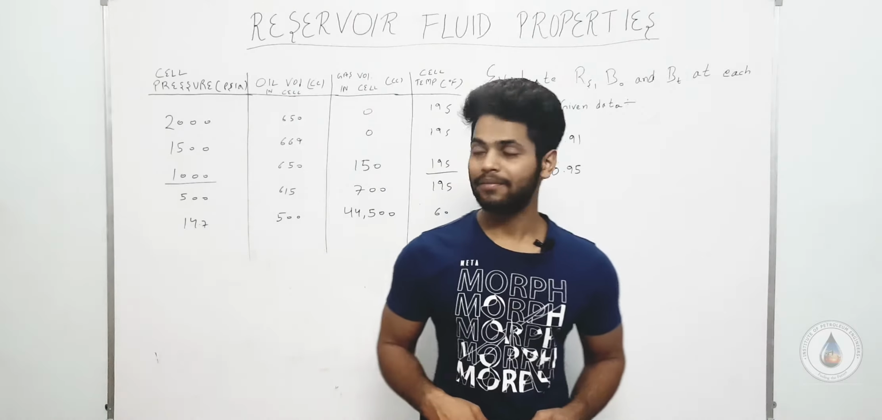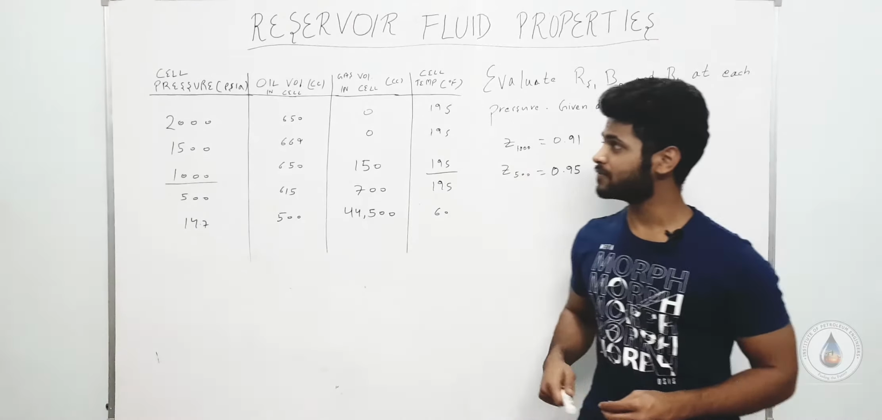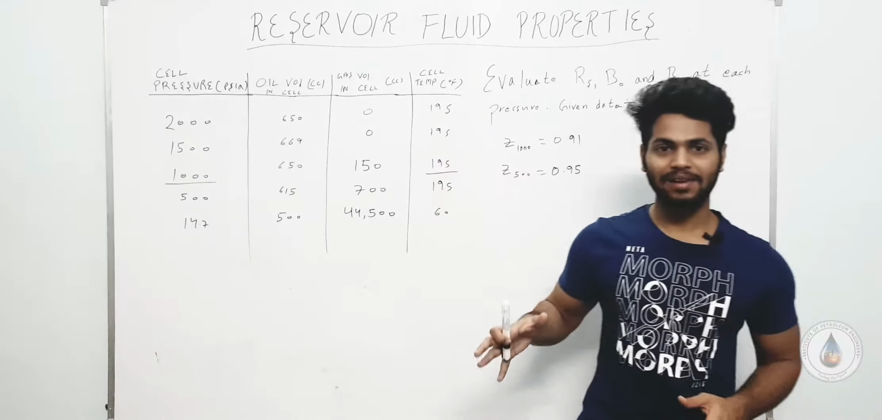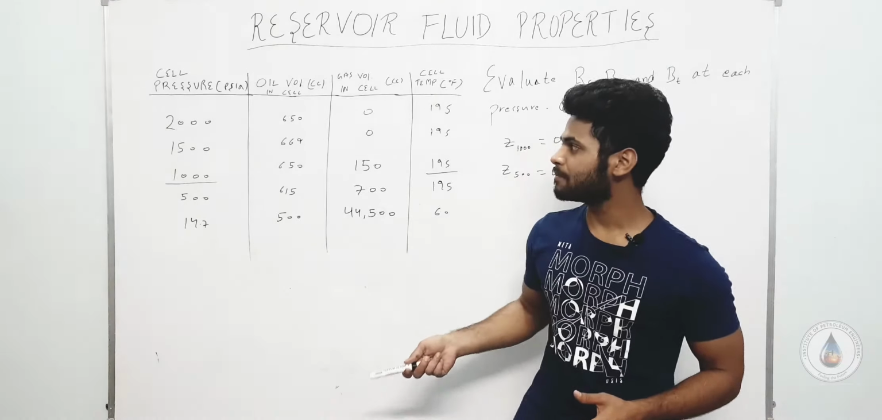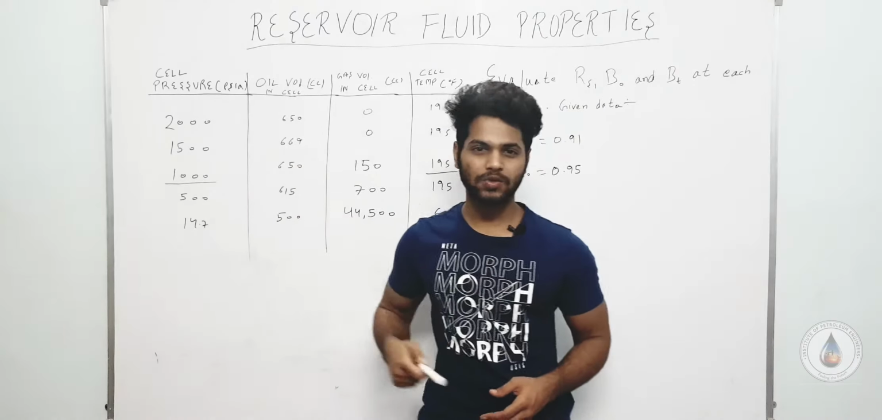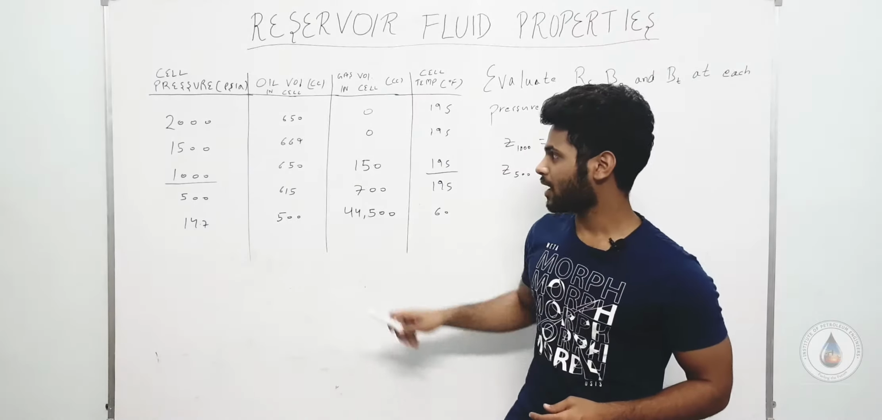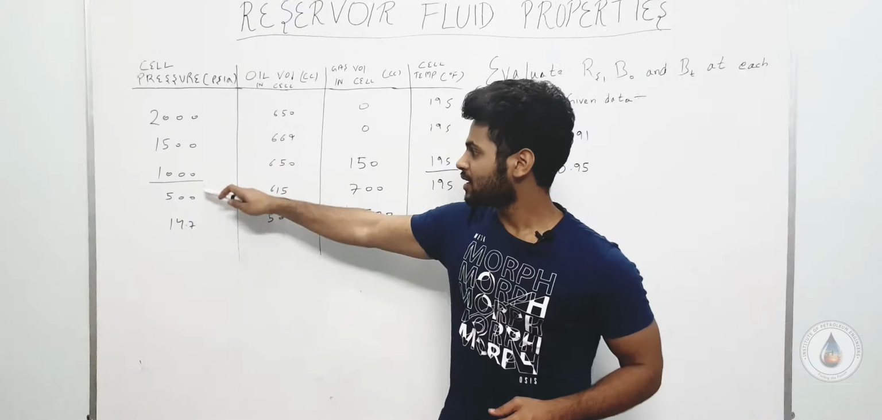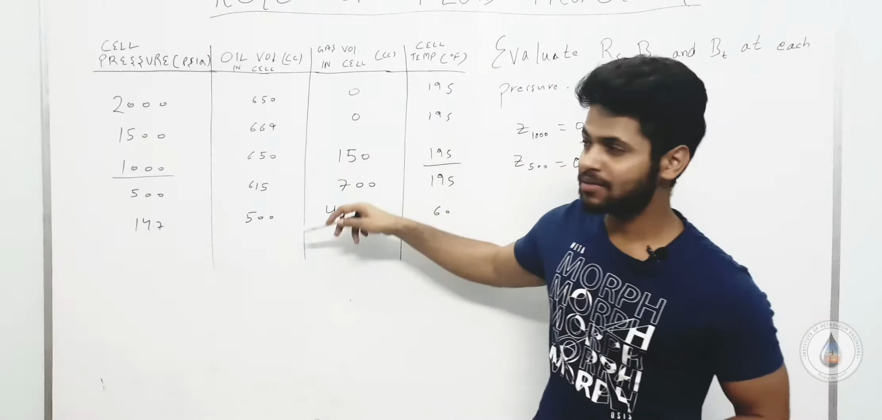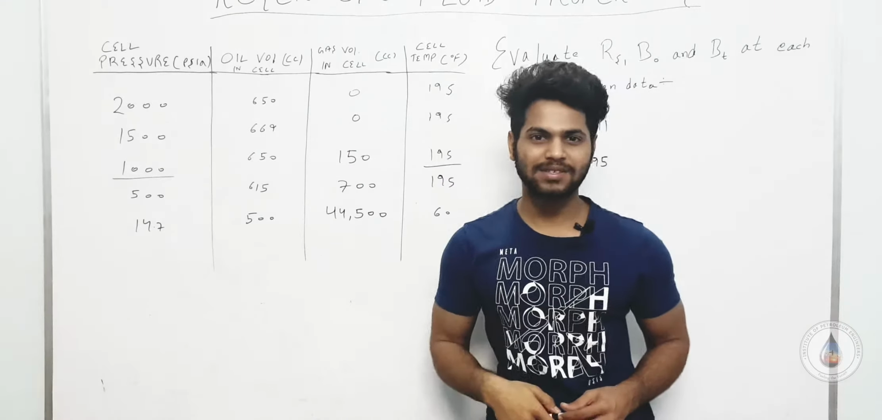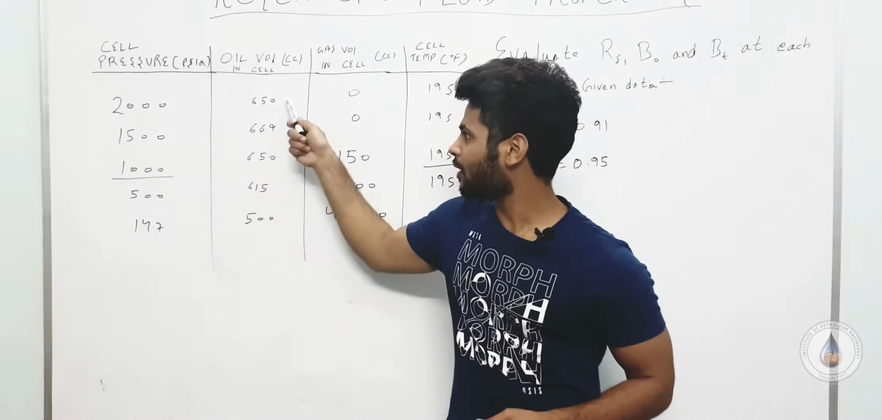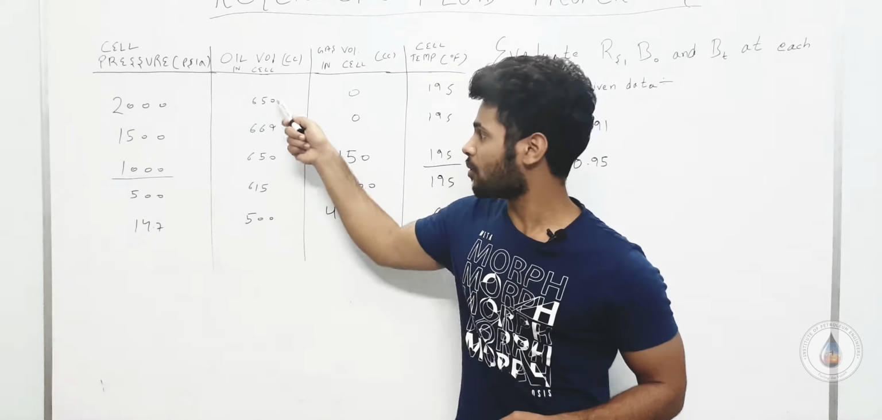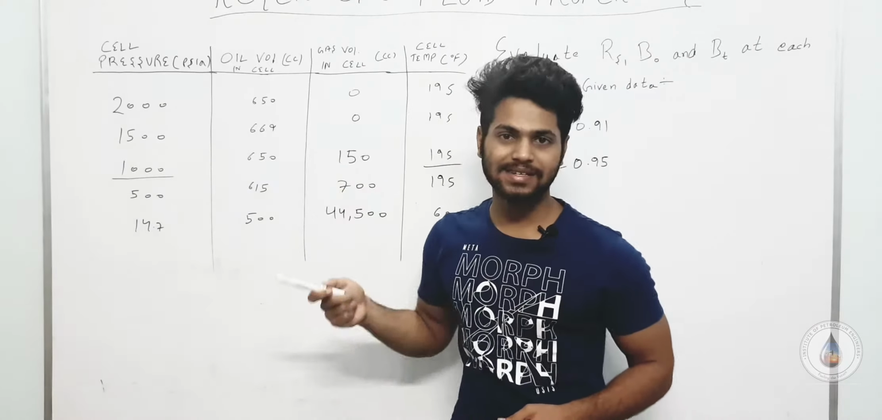So let's hop in. In this particular question, we have been given that there is a cell, and in that cell we have taken an oil sample. The oil sample at starting condition is at 2000 psia. As I decrease my pressure, there are certain changes in my oil and gas volume which we have discussed prior. First, as I decrease my pressure, my oil volume is increasing from 650 cc to 669 cc.